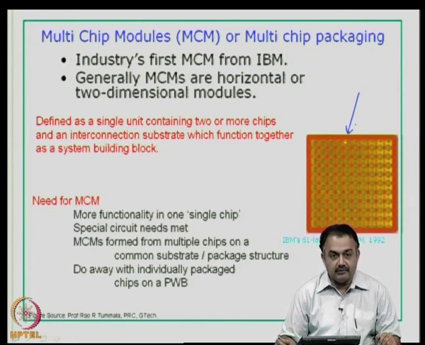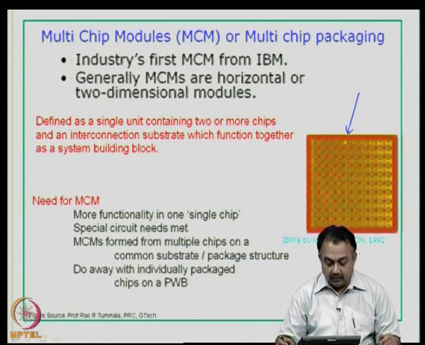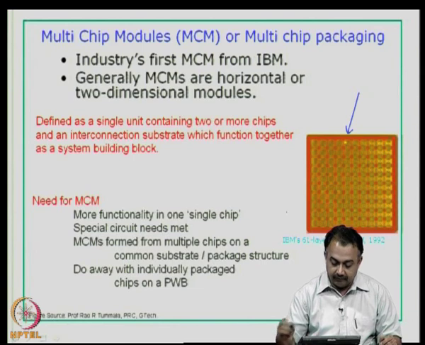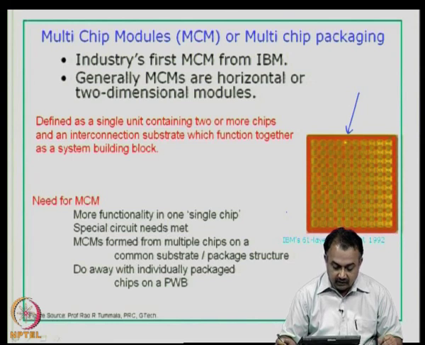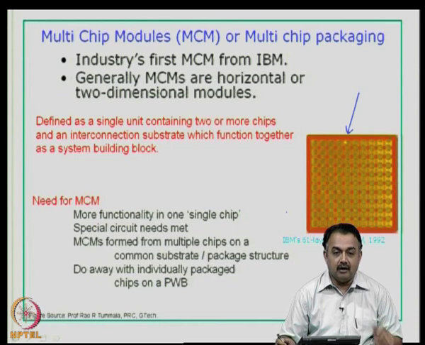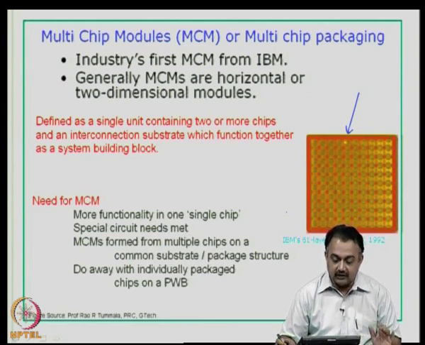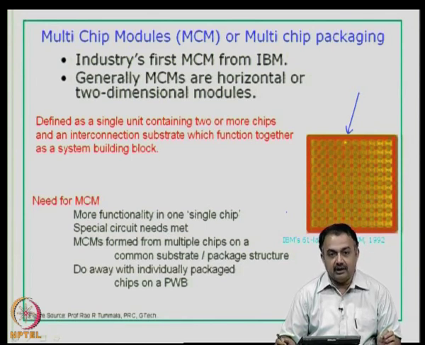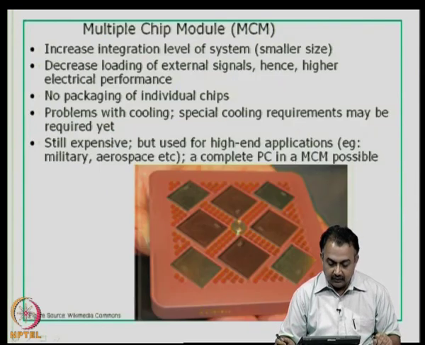So, what is the need for an MCM? You build more functionality in one single chip, if you can call it, or a single block. Special circuit requirements are met by using this because of certain functional requirements. Multi-chip modules are formed from multi-chips on a common substrate. Therefore, you can choose a substrate that has very good properties, and that suits the various functionalities that are embedded in the module. And you can do away with individually packaged chips on a printed wiring board. So, you can look at this picture here.